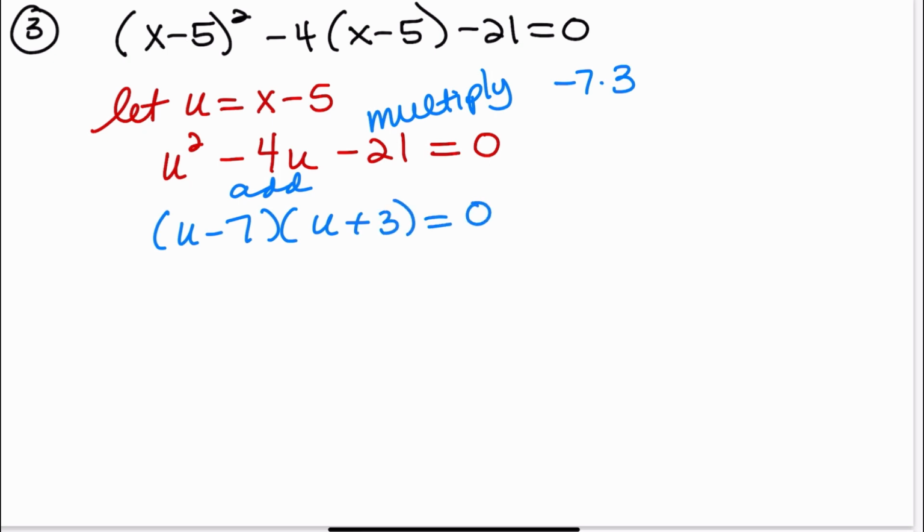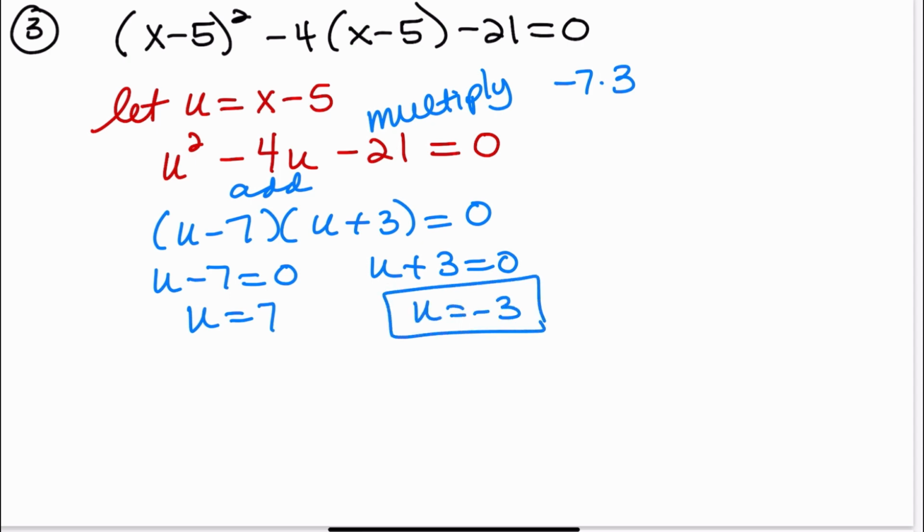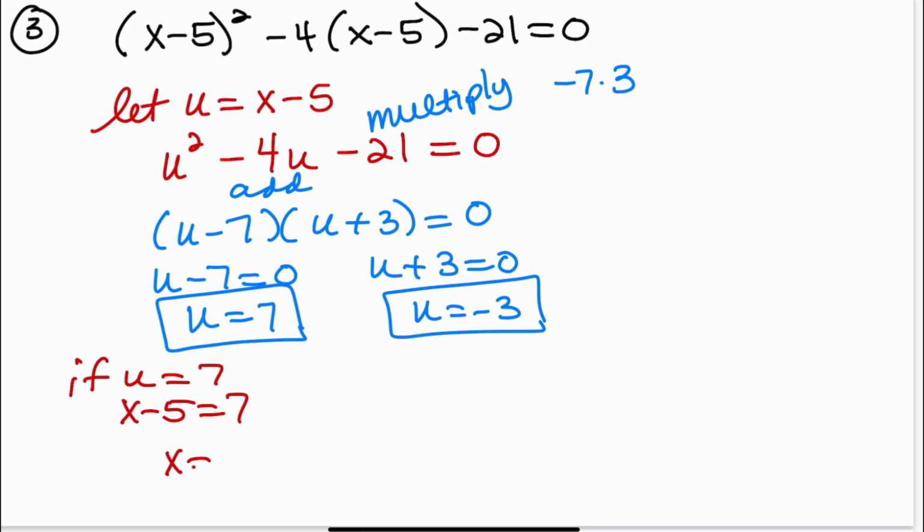According to the zero product property, that means either u minus 7 equals 0 or u plus 3 is equal to 0. So we get u is equal to 7 or u is equal to negative 3. Once again, those are not our final solutions because of the substitution. This means that if u is in fact equal to 7, then x minus 5 equals 7. So if I add 5 to both sides, x is actually equal to 12.